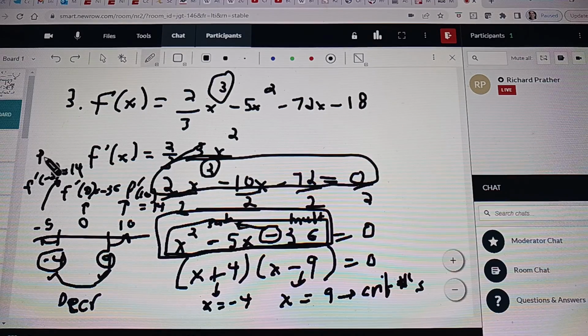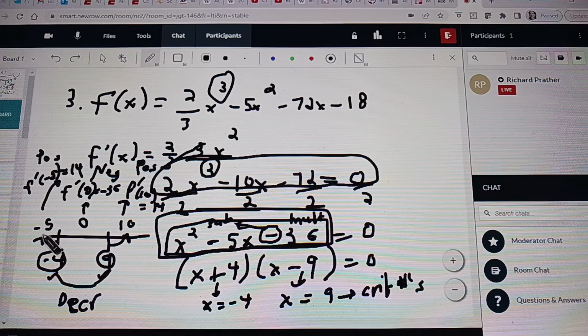It's the fact that this is positive. The left side is positive, the middle portion is negative, and the right side's positive. Positive derivatives tell you that the original function is increasing. Negative derivatives is when the original function is decreasing.